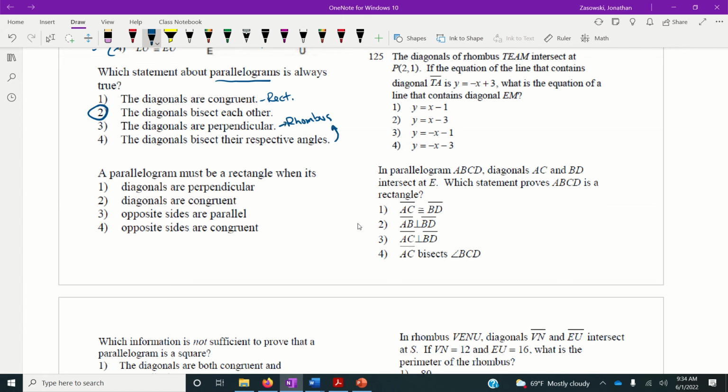For the one right below that one, a parallelogram must be a rectangle when its diagonals are perpendicular. This is a rhombus. Diagonals are congruent would be true. And the opposite sides parallel and opposite sides congruent is for a parallelogram only. Not enough for a rectangle.